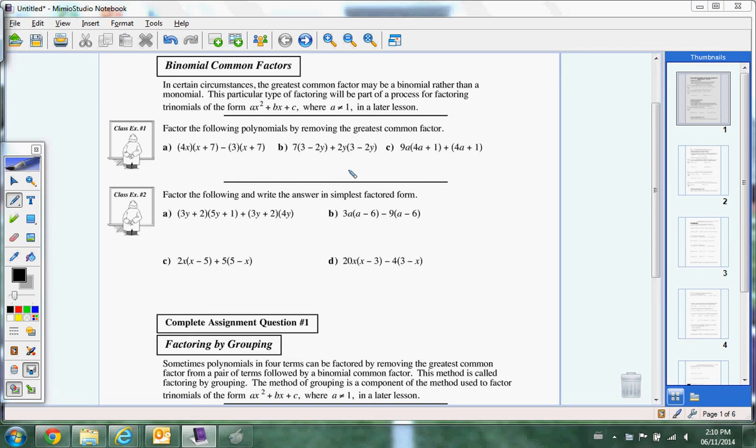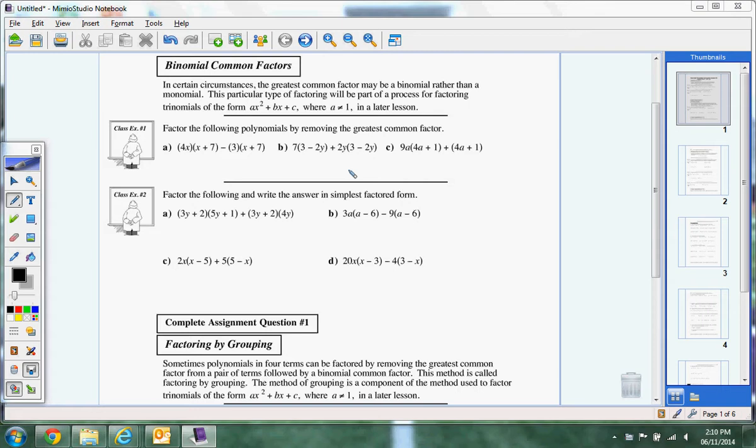So now we're doing binomial common factors. In certain circumstances, the greatest common factor may be a binomial rather than a monomial. The particular type of factoring process is turning these trinomials into two binomials. We'll get into that in a later lesson, but for right now, we just want to talk about what they have in common.